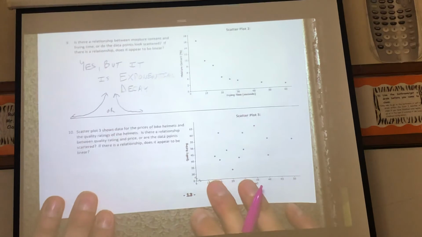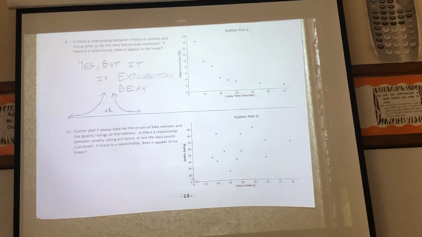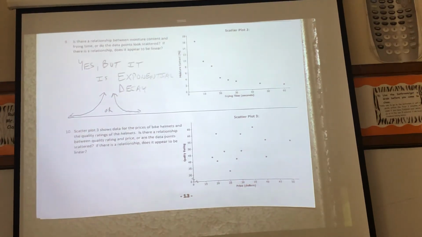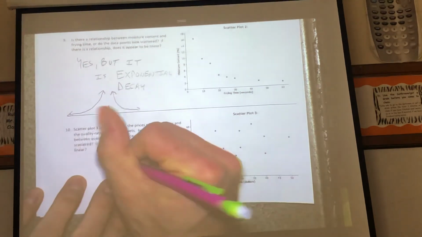Number 10, scatter plot 3 shows data for the prices of bike helmets and the quality ratings of them. Is there a relationship between quality rating and price, or are the data points scattered? If there is a relationship, does it appear to be linear? Well, these data points look pretty scattered. All right, I think you can get a nice bike helmet from a variety of places, and I think the more of a name brand, the more you're going to end up paying. So I would say these are pretty scattered.